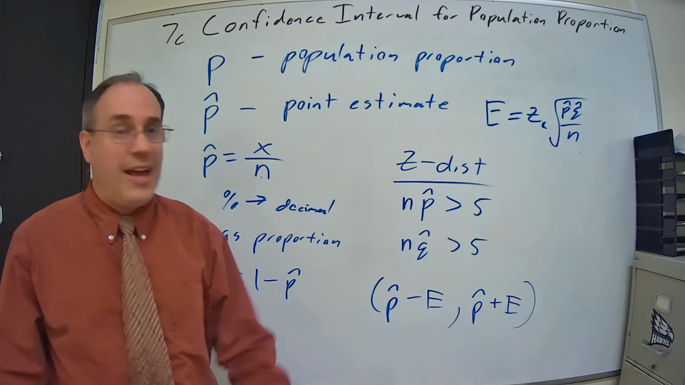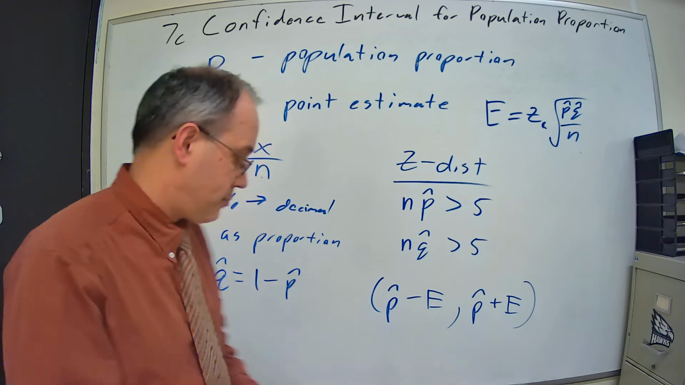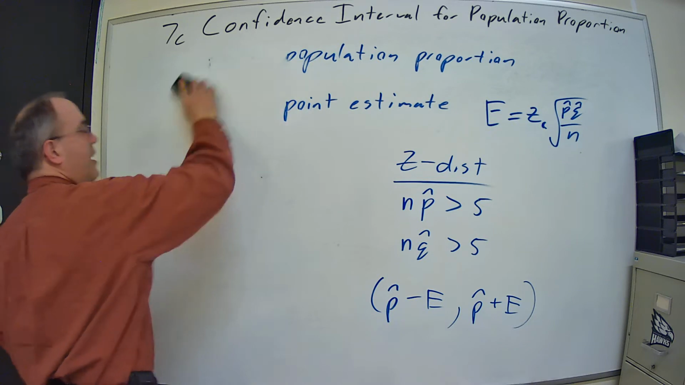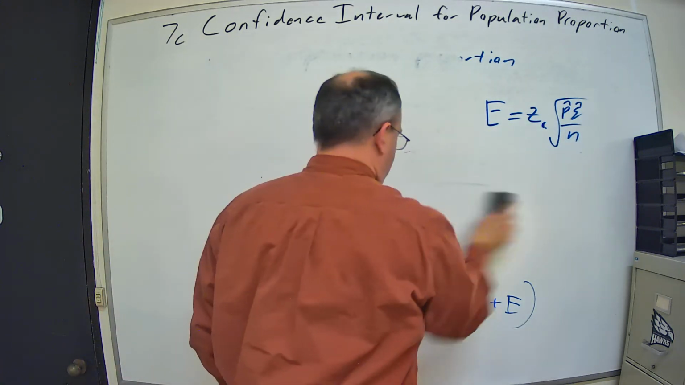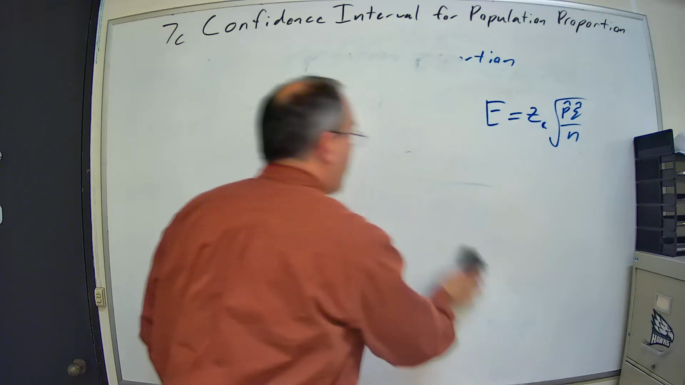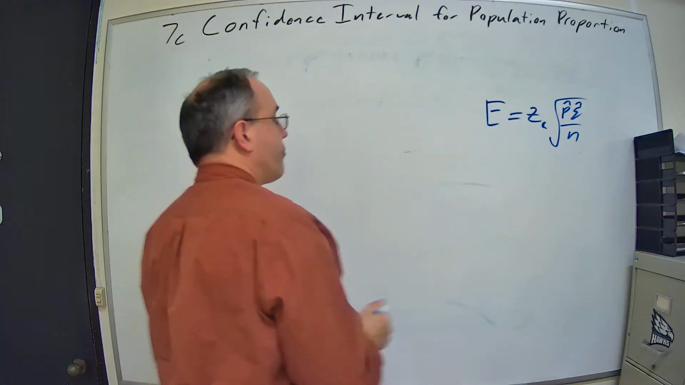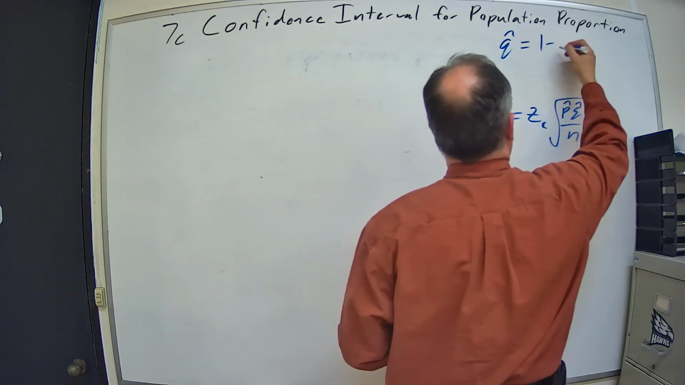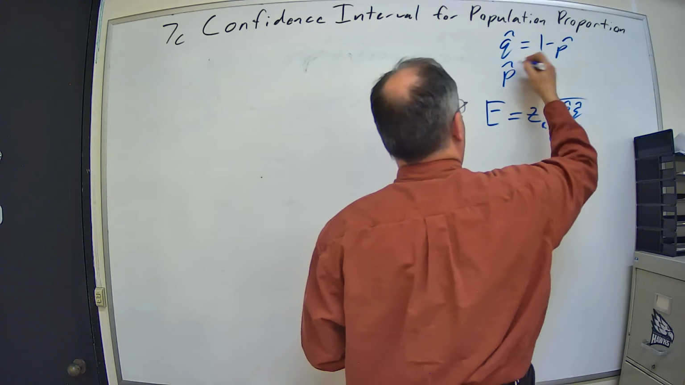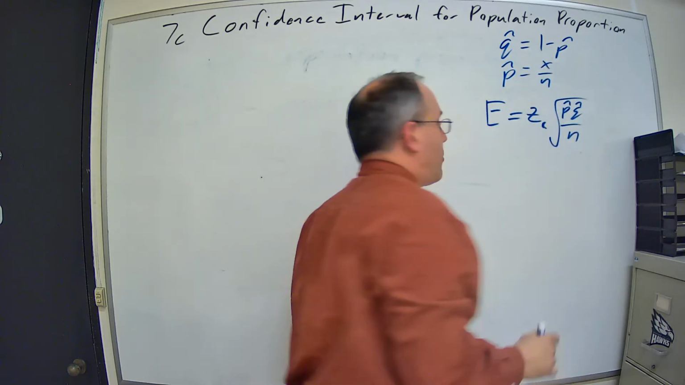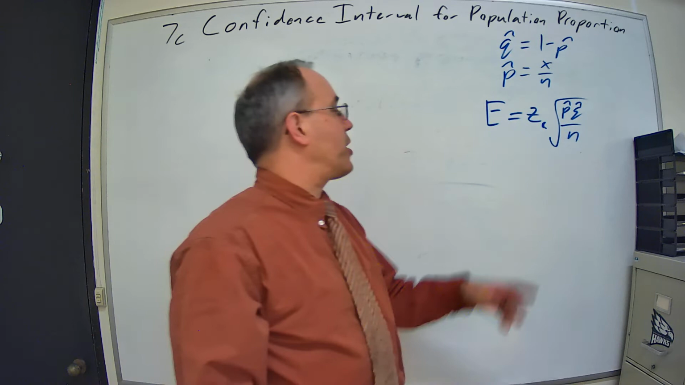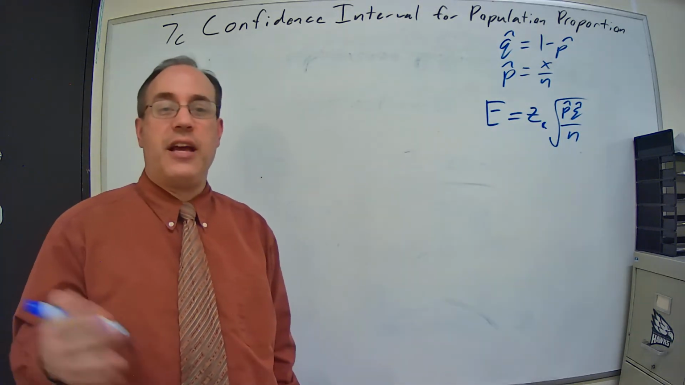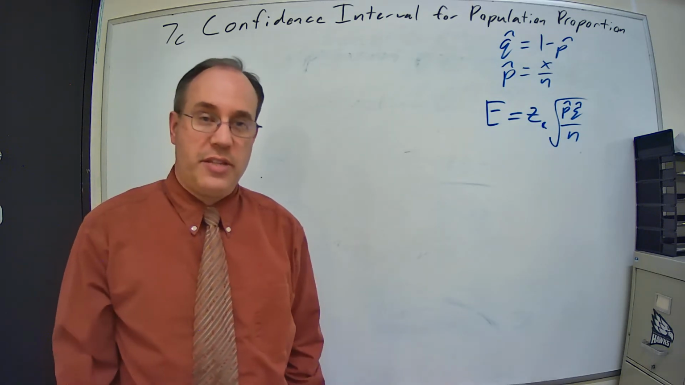So believe it or not, we're ready to try a problem. So I'm going to erase some of this, get it out of my way, so we have somewhere to work. And I'm going to throw some of the equations off to the side here, so we still have them available for us to see. So we're going to say that q hat is equal to 1 minus p hat. We're going to say p hat is equal to x over n. And remember, there are other ways we can find it, depending on what we're given. And then the margin of error is equal to z sub c times the square root of p hat times q hat over n, the sample size.